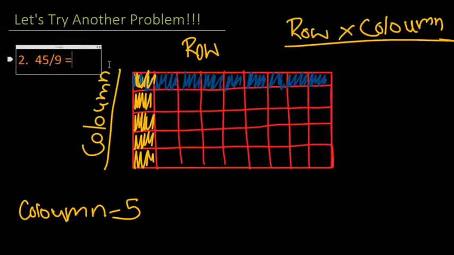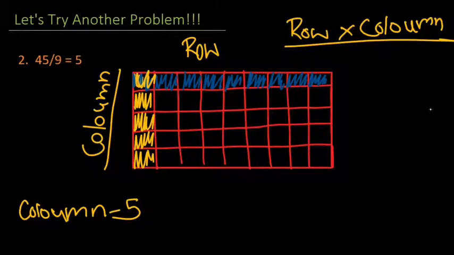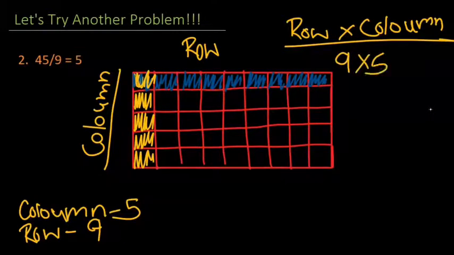So let me just type it in. 5. Okay, so the answer is 5. And I knew that because even if you check it, we have 9 squares in the row and 5 squares in the column. If you multiply row times column, this would be 9 times 5. Row, which is 9, times, we keep the multiplication sign the same, column, which is 5. So 9 times 5 is basically 9 plus 9 plus 9 plus 9 plus 9.